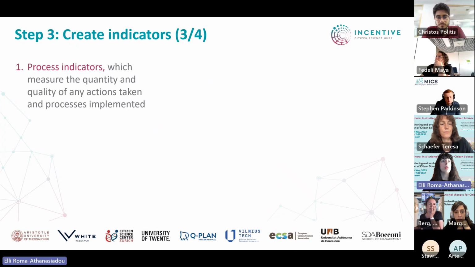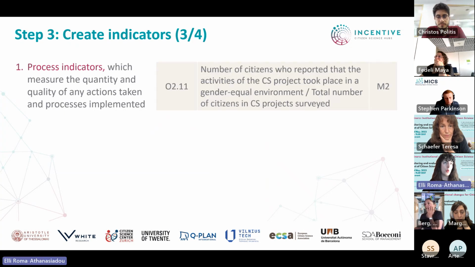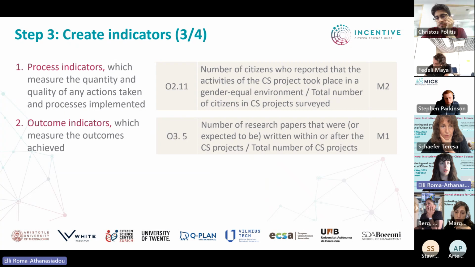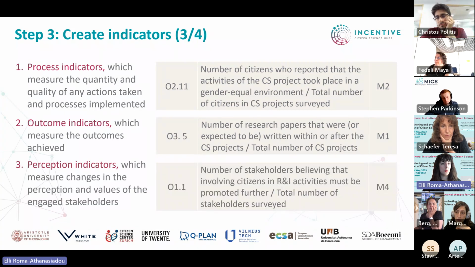Now, the indicators that you will choose will probably fall into the following categories. So we have process indicators, which measure the quantity and quality of any actions taken and processes implemented. We have outcome indicators, which measure the outcomes achieved, and perception indicators, which help us measure the changes in perception and values of the engaged stakeholders.